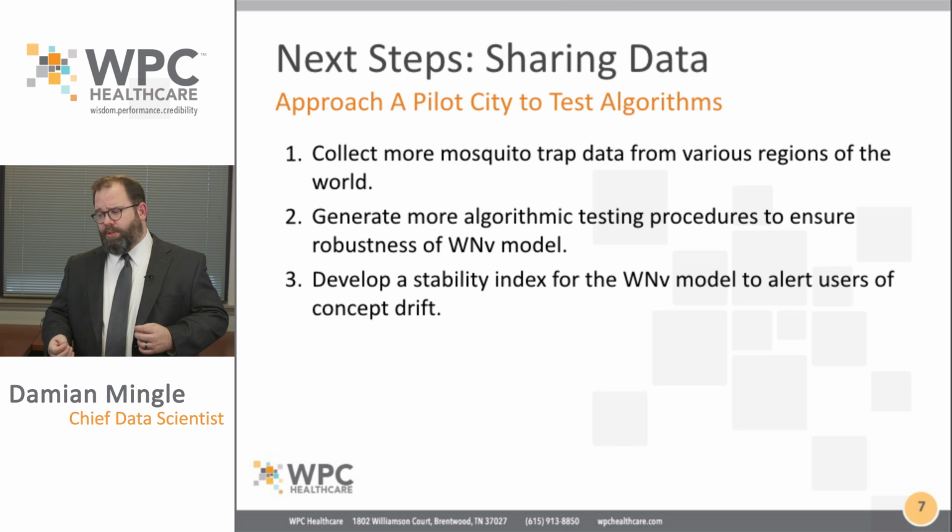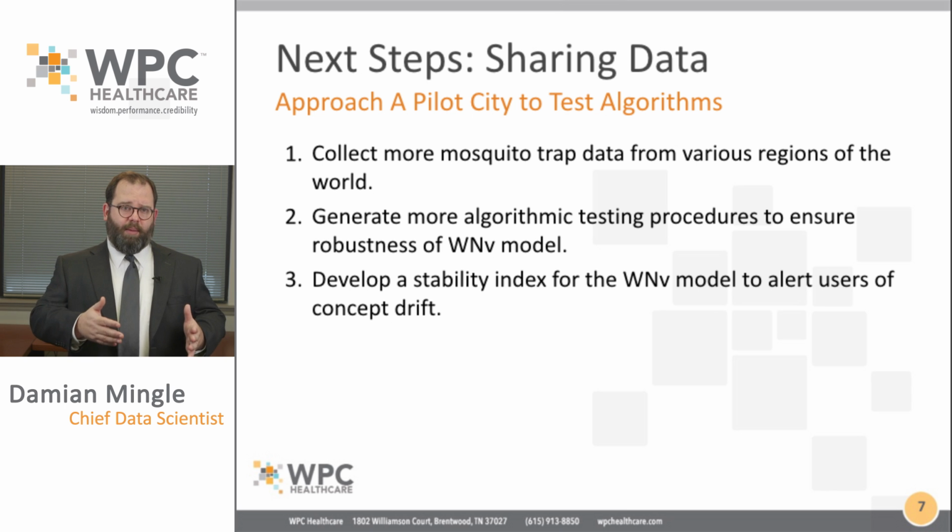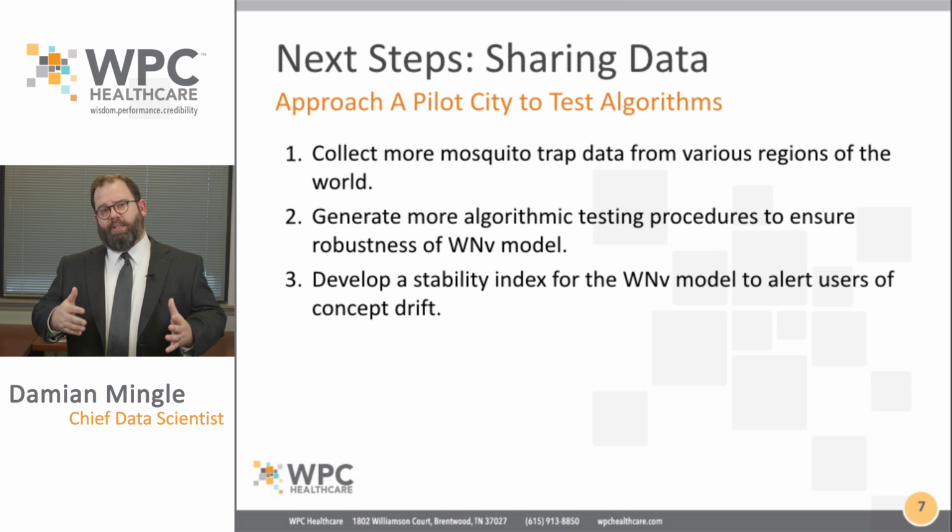Lastly, we would point out too, our recommendation would be to develop a stability index for the West Nile virus. This is really important in practice when this is actually being rolled out. The idea there would be that even though we've assessed data at one point in time, we want to keep it general enough so that it applies to other situations.